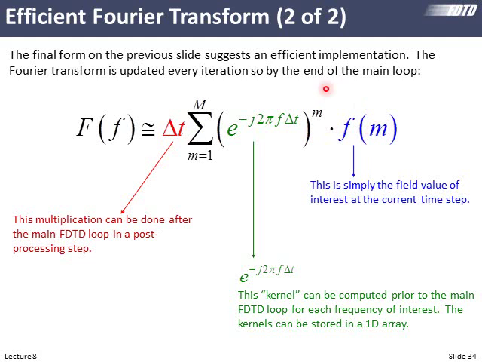We multiply the two and we just keep adding that up to a tally that started off at 0. We just keep adding as we go. And when the time loop is done, we finish it off by multiplying by delta t. And then we have a Fourier transform at that frequency we're interested in. We have one of these integrations happening for every frequency and every point that we're interested in.